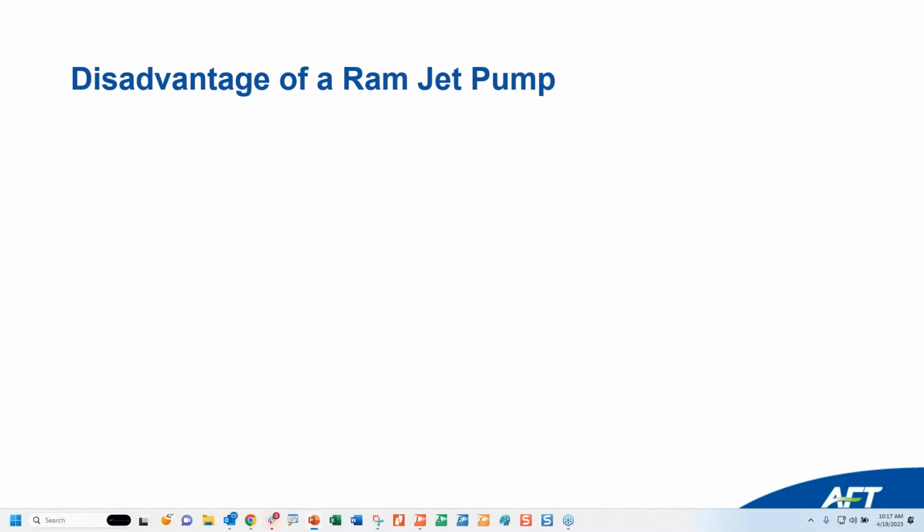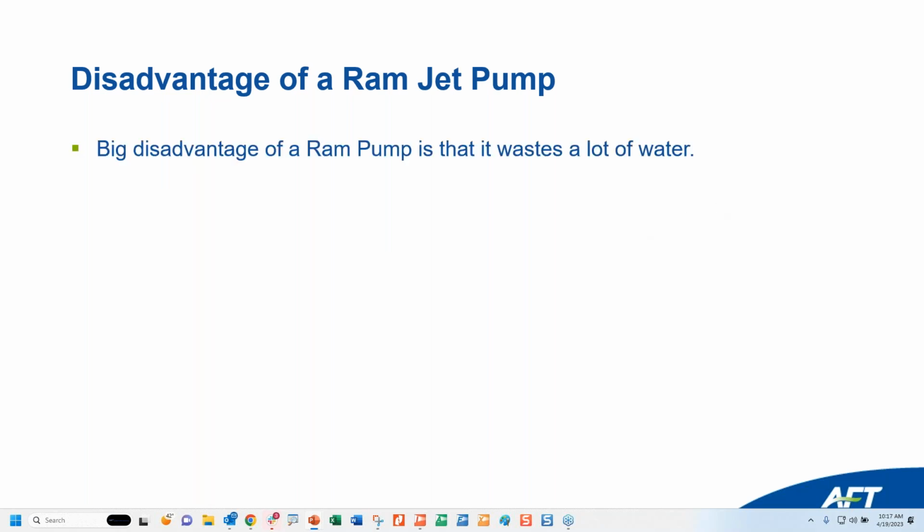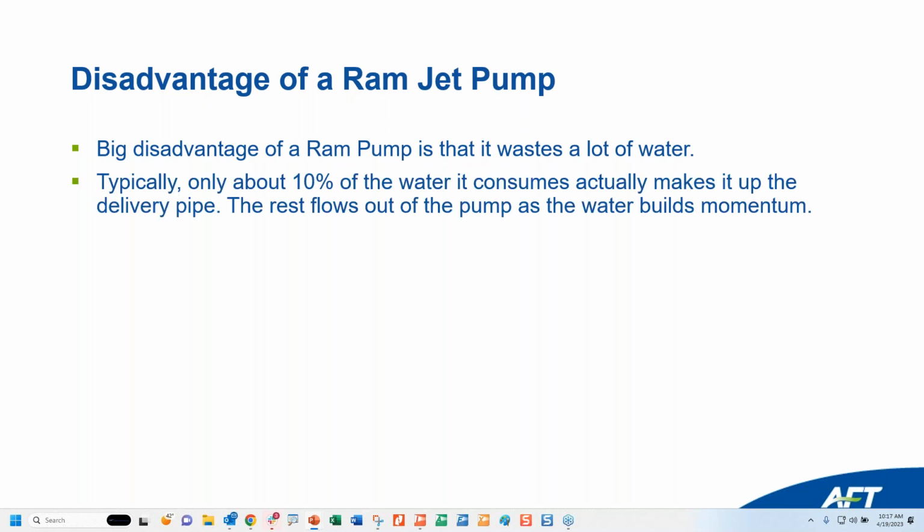So we saw the model, we saw the 2-inch, we saw the pump operating, basically increasing the pressure using water hammer. But what are the disadvantages of a ram pump? The big disadvantage of a ram pump is that it wastes a lot of water. Typically, only about 10% of the water it consumes actually makes it up to the delivery pipe, only 10%. So that's why when I mentioned the source of water, I mentioned a river, a lake, a waterfall. The rest of the water flows out of the pump, and the water builds momentum.